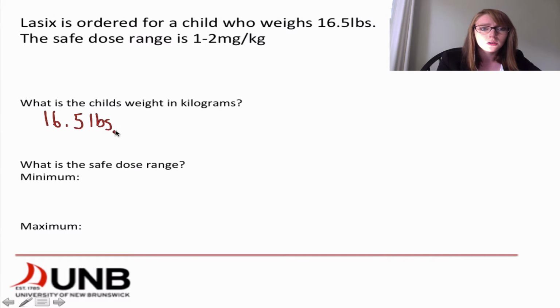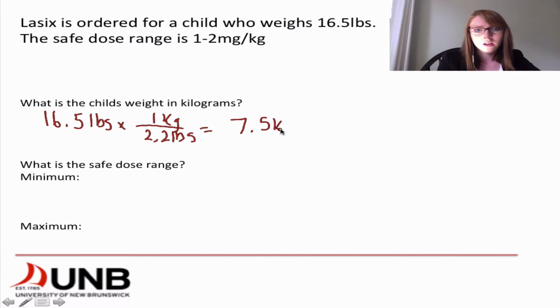So we know that this is a smaller number. We could just divide it by 2.2, but I'll draw it out for you so that you can see that I'm canceling out the units. So we know that there's 2.2 pounds per 1 kilogram. So when you do this math out, you will see that the child weighs 7.5 kilograms. And this is really important. We need this weight because we need it to calculate our safe dose range.